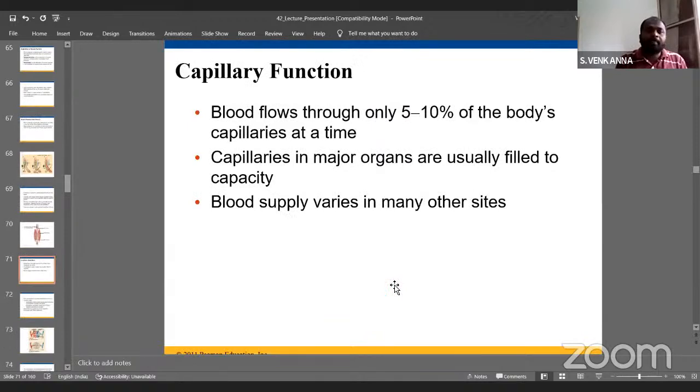Next one, capillary functions. Blood flows through only 5 to 10% of the body's capillaries at a time. The capillaries in major organs are usually filled to capacity, while blood supply varies in the other sites. This is the complete structure and functions of the human circulatory system.